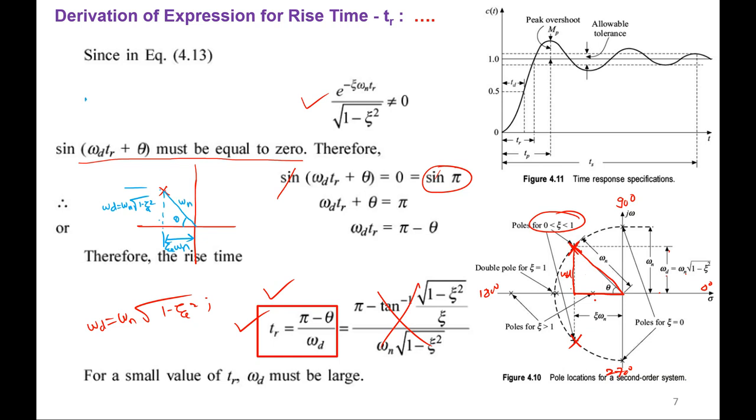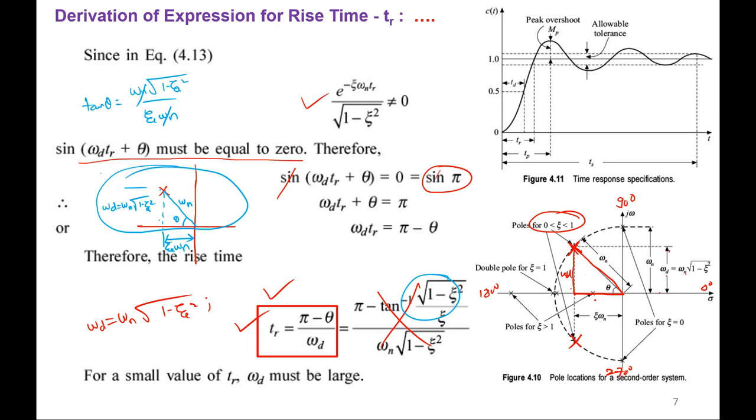So what is tan theta? Tan theta equals opposite by adjacent. Opposite is omega n root of 1 minus z square, adjacent is z omega n. So omega n will get cancelled. So theta is equal to tan inverse of root of 1 minus z square by z. The same thing has been written here. Is it fine? Whenever we are taking a second order underdamped system, please try to remember this location of poles and this diagram, because we will be using this in further derivations also. Please keep it in mind.